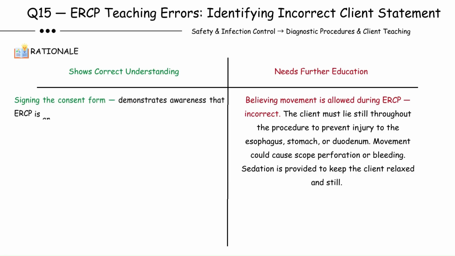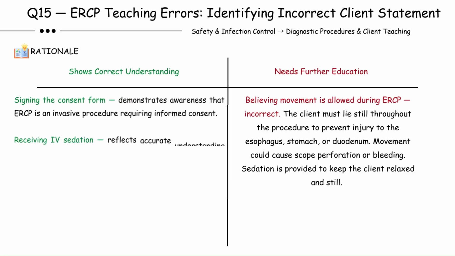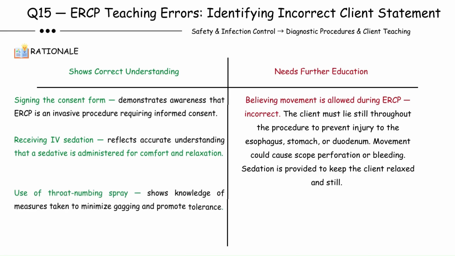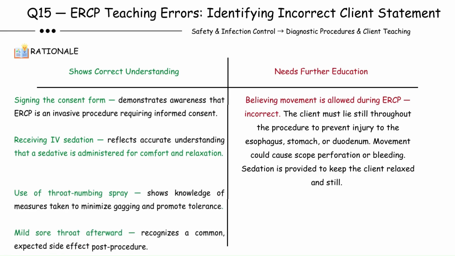Saying, "I'll need to sign a consent form" is correct. ERCP is an invasive procedure, and informed consent is required. Saying, "I'll receive IV medication to help me relax" is also correct. Moderate sedation is typically used during the test. "I'm glad they'll use a throat numbing spray so I don't gag." This is true as well. A local anesthetic spray helps reduce gagging when the scope is passed.